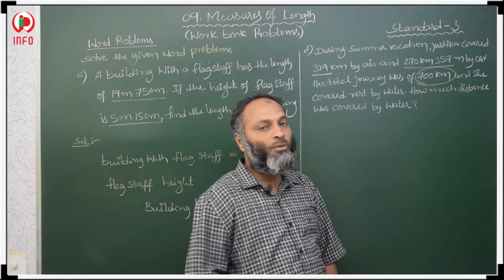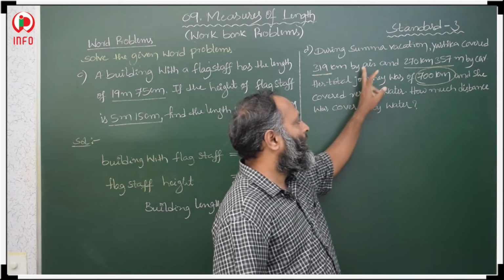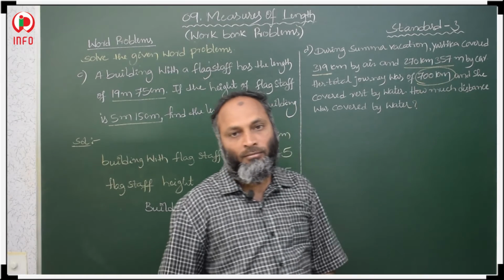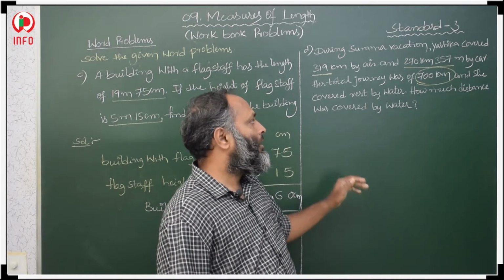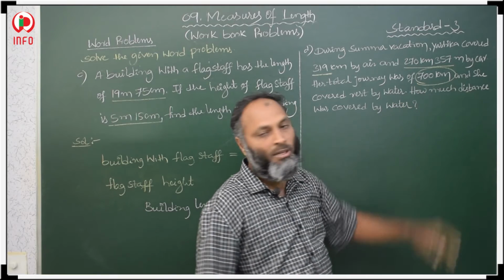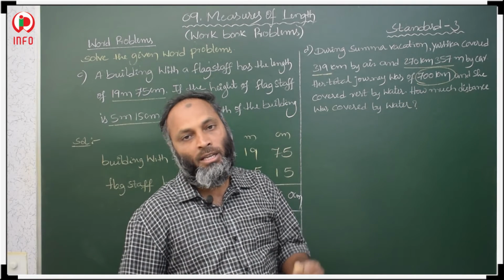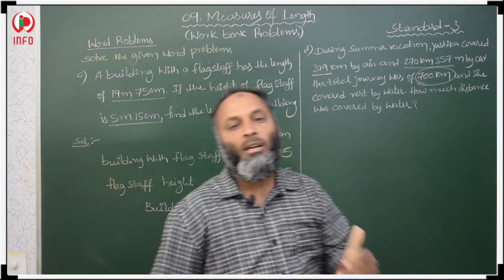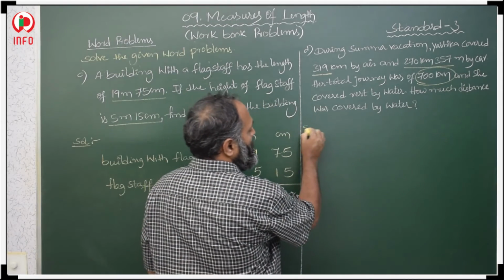Okay. First, what do you have to find? First we have to find the total distance covered by air and by car. Then you will get the sum. After that, we have to subtract that sum from 700 kilometers. Whatever answer you get, that is the distance covered by water. Okay. So, solution first.